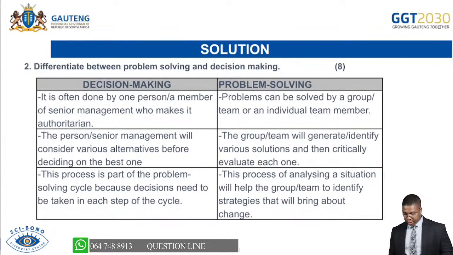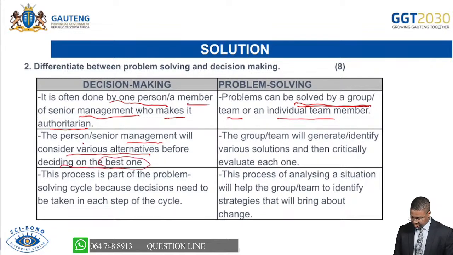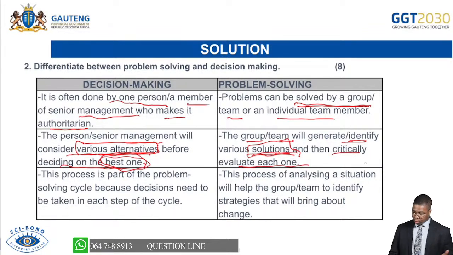You should know that a decision in this case is often made by one person or a member of senior management who is authoritarian, and a problem can be solved by a group or team or an individual team member. The senior manager will consider various alternatives before deciding on the best alternative. But in a problem solving situation, the group or team will identify various solutions to a problem, then critically evaluate each before solving that problem.